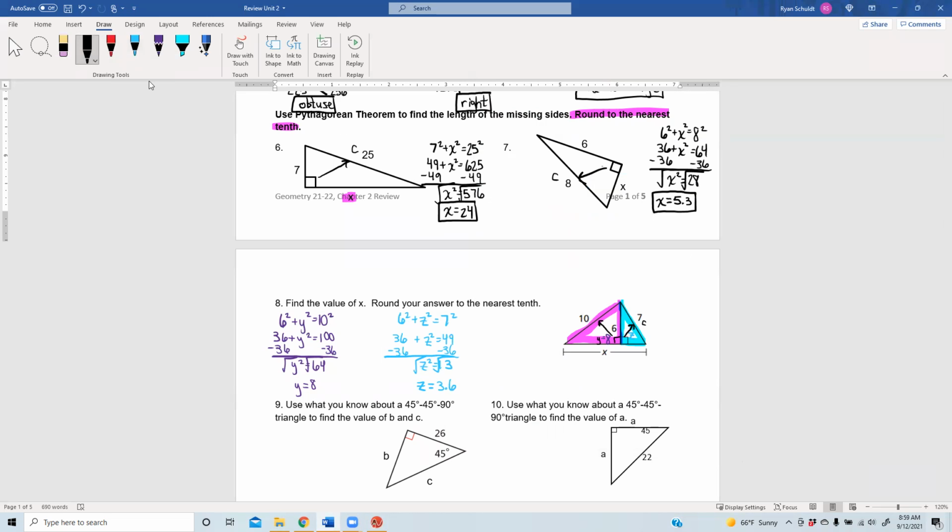Okay, so now I know this part's 8, this part is 3.6. So how do I get all of x? X is going to be 8 plus 3.6, which is 11.6. There we go. This one had a little bit of work in it, but it was still doable.